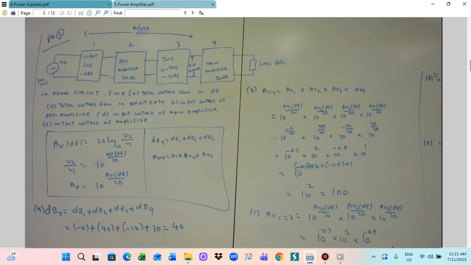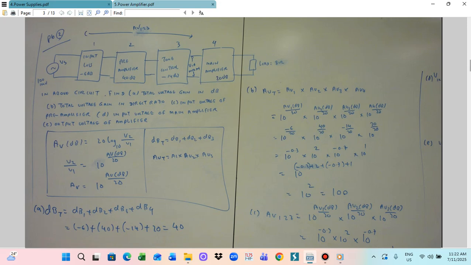So by this way, you solve them all the same. Then we get 10 power minus 0.3, multiply 10 power 2, multiply 10 power minus 0.7, multiply 10 power 1. So you add all the powers: minus 0.3 plus 2 minus 0.7 plus 1. Then we get 10 power 2, which is 100. So this is the total AV we can calculate this way.